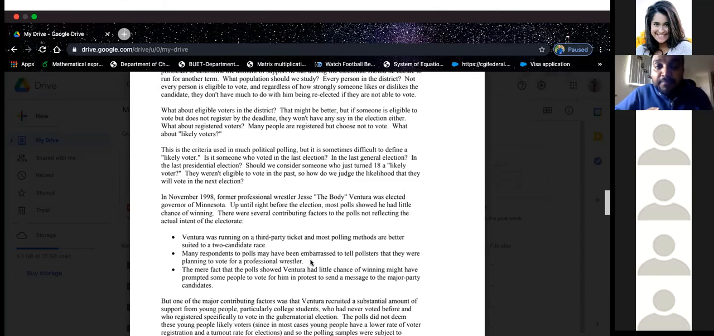And the last one, they're saying that the mere fact that the polls showed Ventura had little chance of winning might have prompted some people to vote for him in protest, to send a message to the major party candidates. That's a very good point as well. So you have two major party candidates, and somehow you are not really satisfied with what they have been doing for the last couple of years, or with their future plan, because before every election, each candidate has a certain plan which they share with people: if you elect me, I'll do this, and I'll not do that.